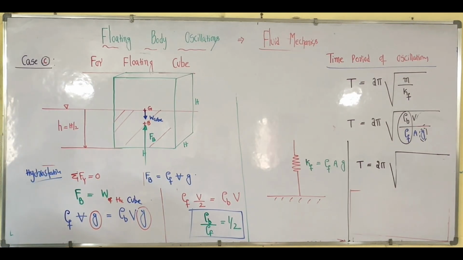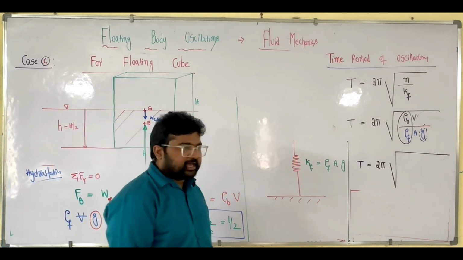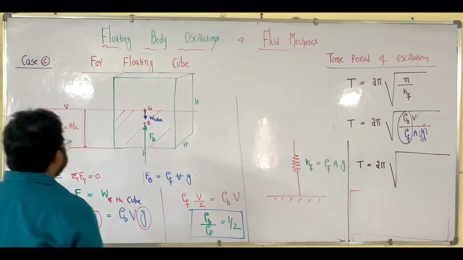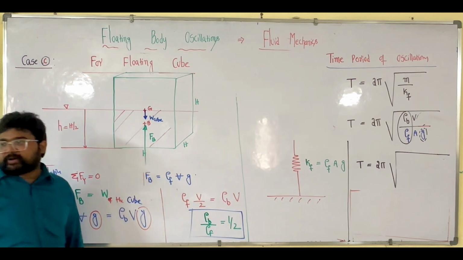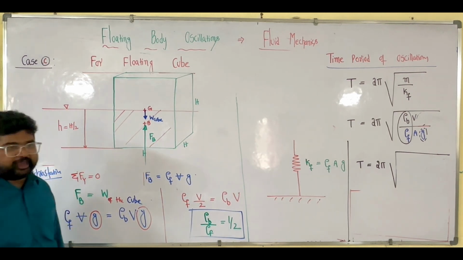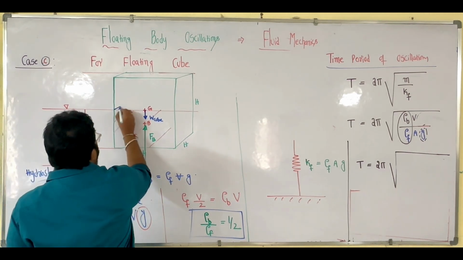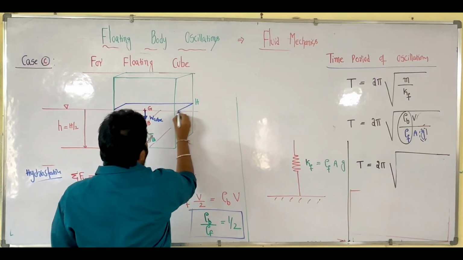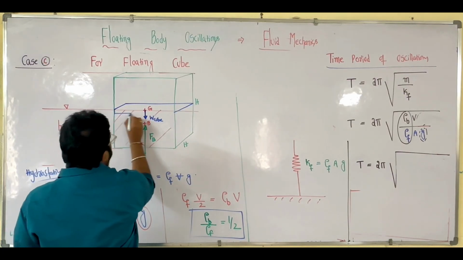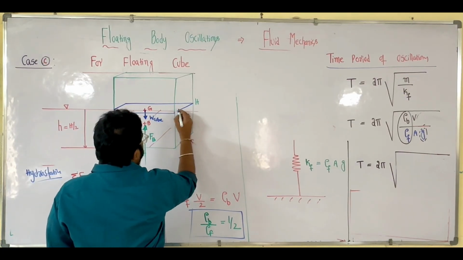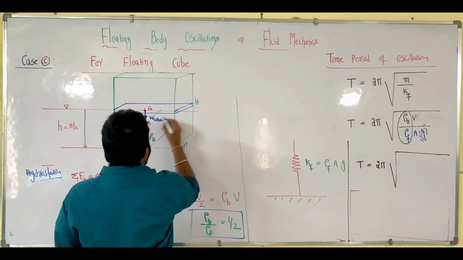Half of the volume of the cube. Same story will come here also: volume of the fluid displaced is half of the volume of the cube immersed in the fluid. So the first step: we need to project the area onto the free surface. Clear?